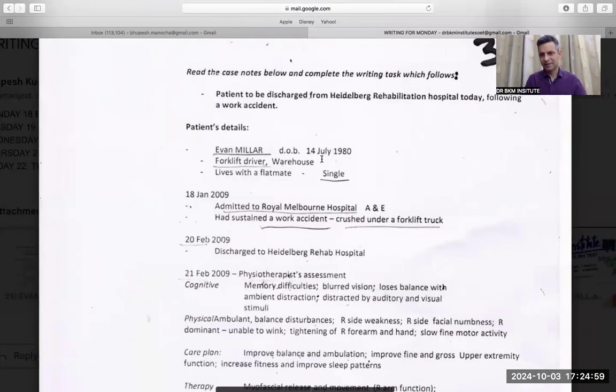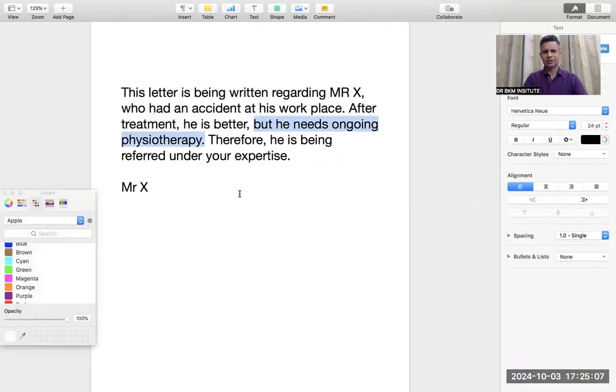Okay. So yeah, patient rehabilitation hospital, Ivan Miller, 1980, forklift driver. So he's forklift driver at a warehouse, lives with the flatmate, single. So that is what I would like to write. He's a forklift driver at a warehouse. Because in this case, the letter is all about making him go back to work as he wants to resume driving. So I want to tell he's a forklift driver. That is how you select data. You select data according to the letter. So there is no definite thing about OET. You have to select it. So Mr. Folk is a forklift driver at the warehouse.